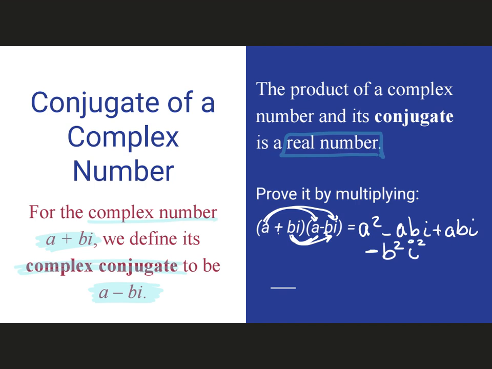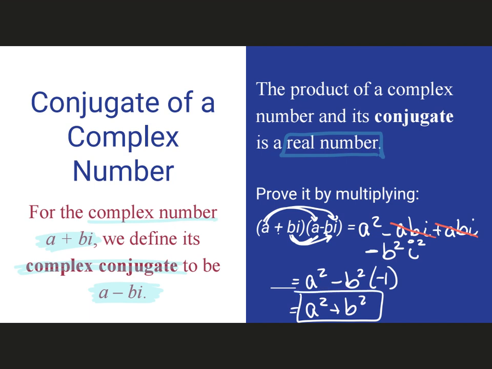Okay, so the cool thing is abi and negative abi cancel. So you're left with a squared minus b squared times negative 1, because i squared is negative 1. So that becomes a squared plus b squared. So notice there's no more i's, and that's how it works.